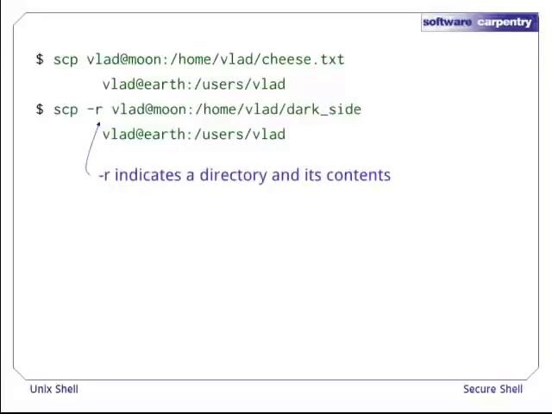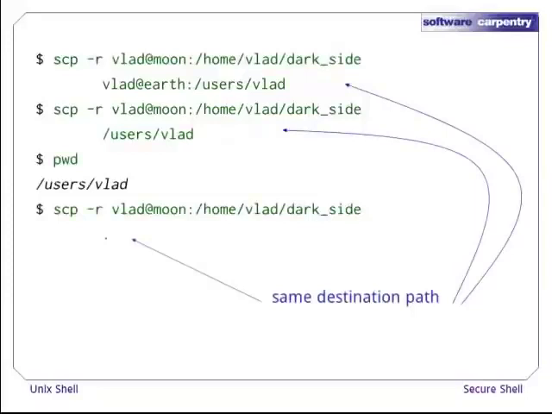Copying a folder is similar to using the copy command cp in that the -r option indicates we are copying a directory and its contents. If either the source or destination is the current computer, we can omit the user@computer: part.